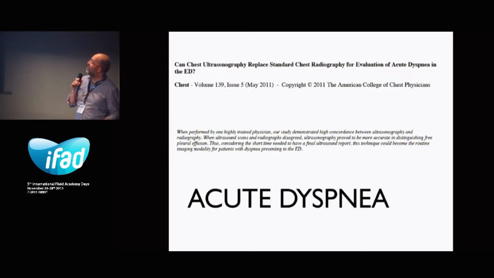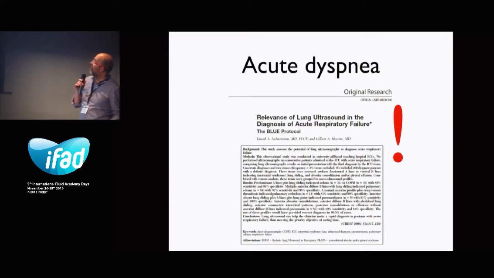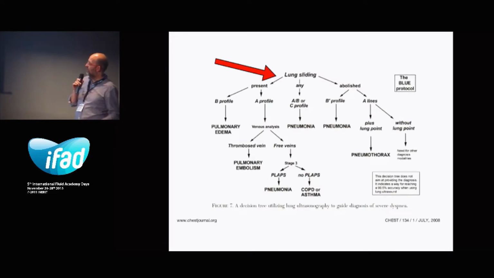For acute dyspnea, I think it can replace standard chest radiography for the acute evaluation of your patient. You already heard Daniel talk about the BLUE protocol, and I think it's a very relevant article, the one you have to read. In the BLUE protocol, you start with lung sliding being present or abolished. Then you look for the profiles A, B, or C. And then you can make a diagnosis.